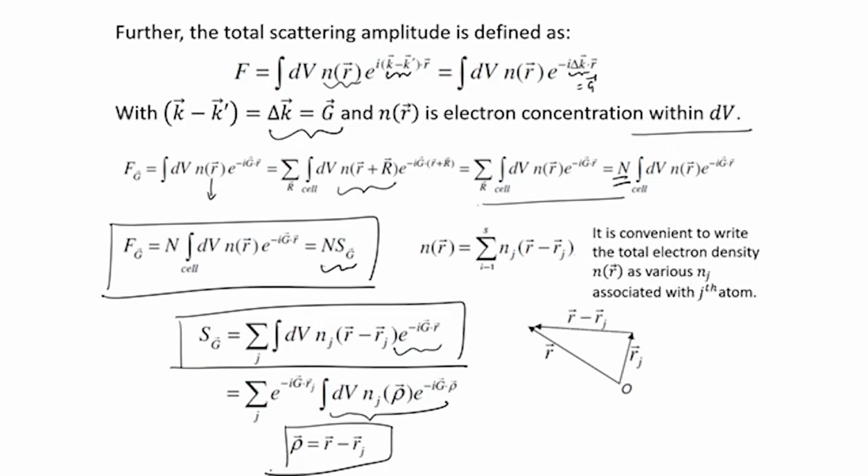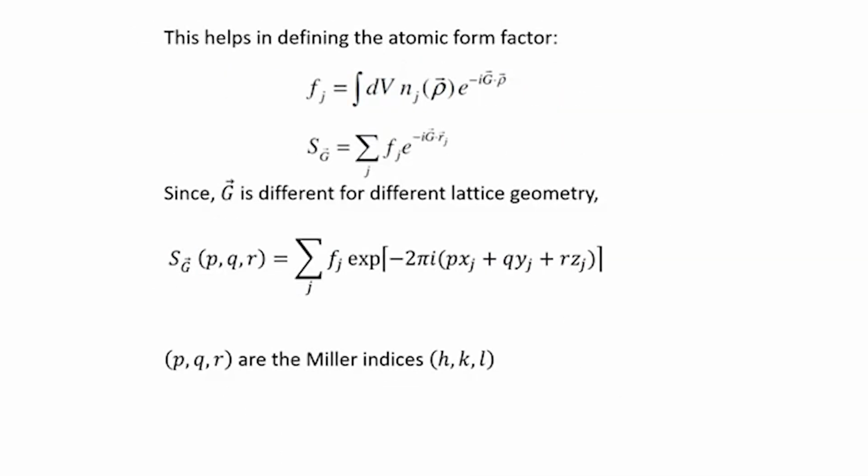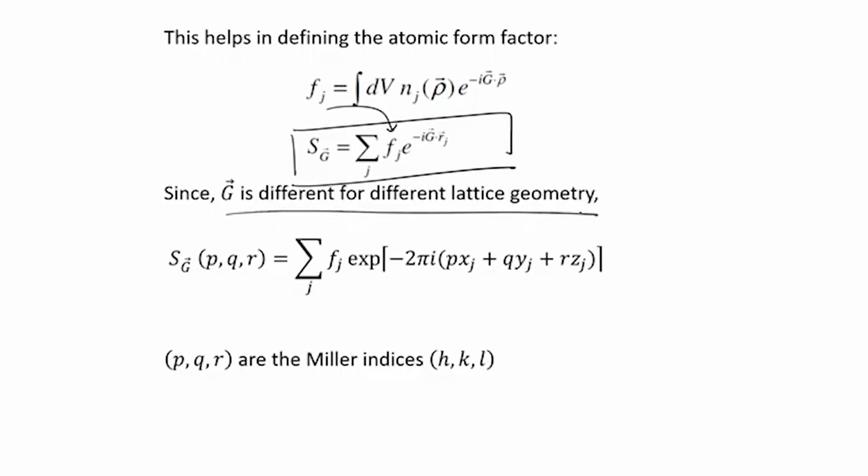R is a general lattice point, that is, any arbitrary lattice point with respect to some origin is written as r, and r_j is the individual lattice points. So rho is equal to r minus r_j. This helps us in defining the atomic form factor, which is defined as the integral dV n_j(rho) exponential of minus i G dot rho. So S_G becomes the sum over j of f_j and exponential of minus i G dot r_j, and G is of course different for different lattice geometries.